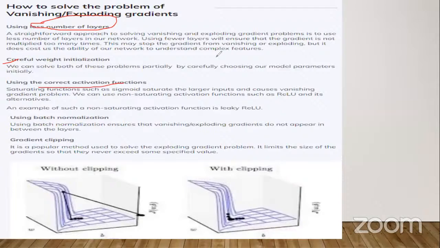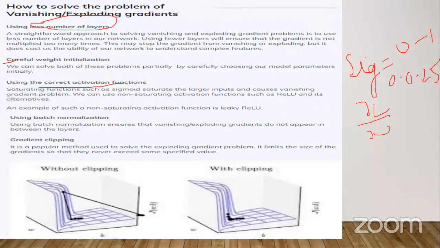The second thing we can do: we understood the entire problem was coming because of the activation function we were using, a sigmoid-like function, which gives a value between 0 and 1. And if I take its derivative, the value lies somewhere between 0 and 0.25. Mostly people were using the sigmoid function at that time when they were trying to create this kind of architecture.